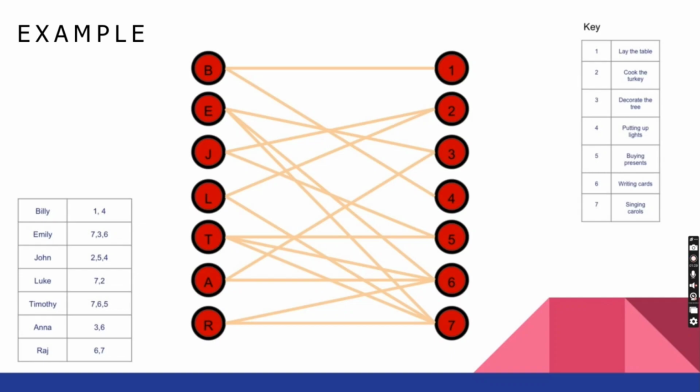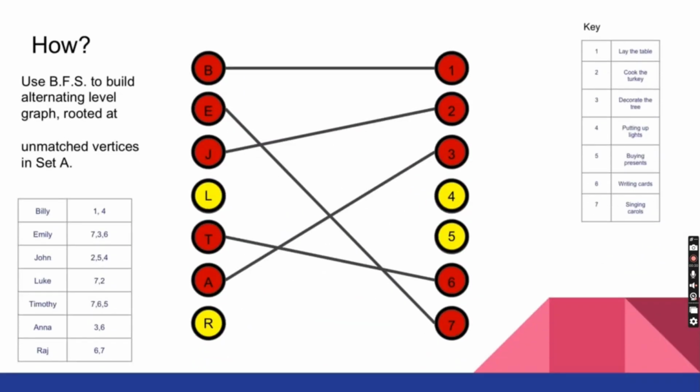The first step was to initialize the current matching to be empty. I have done that. You can see there are no edges in the current matching. Now the next step was to start using breadth first search to build an alternate level graph rooted at unmatched vertices. After the first iteration, I got this matching here, and I highlighted the unmatched vertices in yellow color.